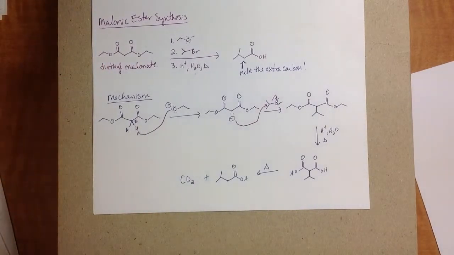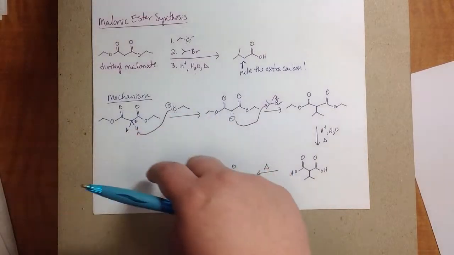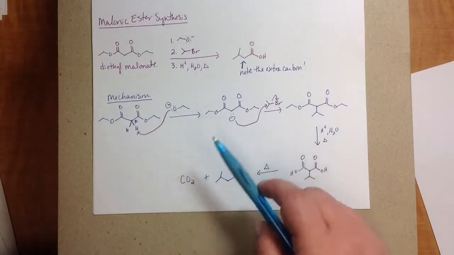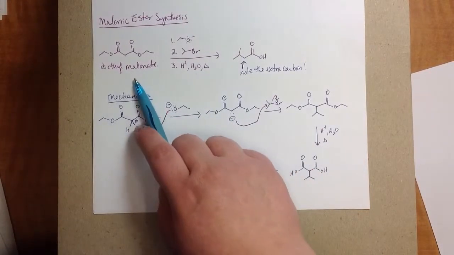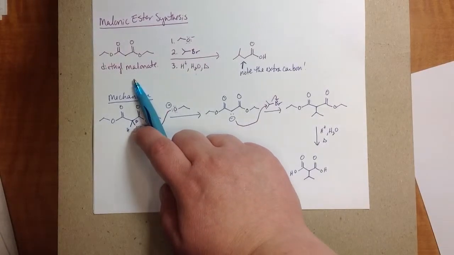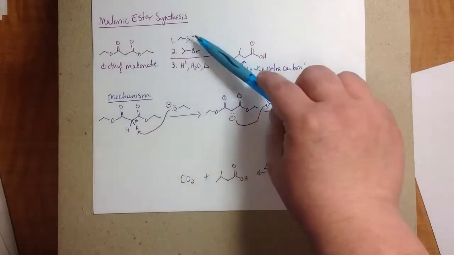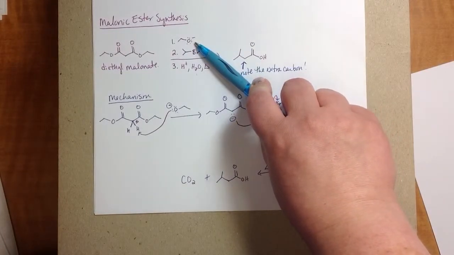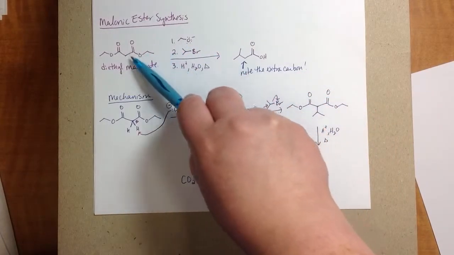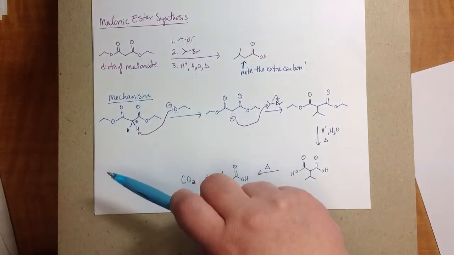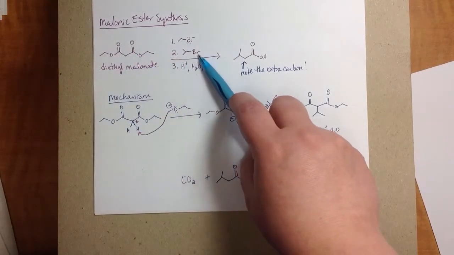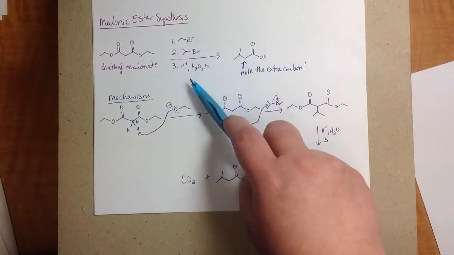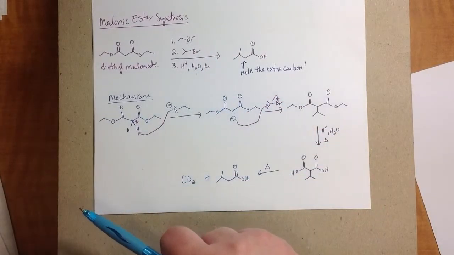So, this is known as the malonic ester synthesis. And we start with what's known as diethyl malonate, with ethoxide, which is obviously a strong base that corresponds to this ethoxy group right here. Okay, followed by any type of alkyl halide, acid, water, heat.